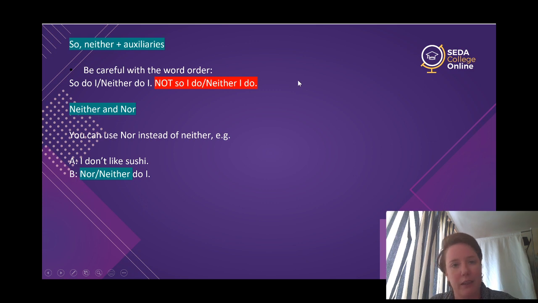For me, it's really hard to say these ones because I'm a native speaker, and native speakers wouldn't say this, but if you start learning like this, it's very difficult to change. It's very difficult to get back to saying it the correct way. So let's learn it the correct way now, so we don't speak like this. So do I, neither do I. Not so I do, neither I do. No. Let's move on to neither or nor.